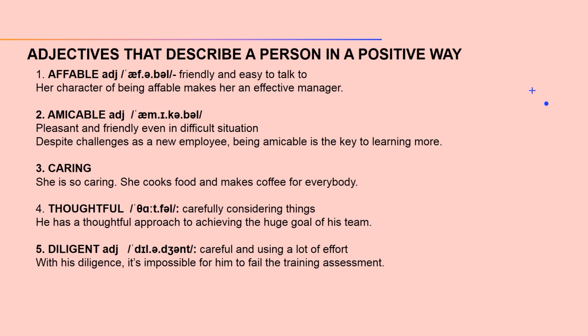3. Caring. She is so caring, she cooks food and makes coffee for everybody. 4. Thoughtful. It means carefully considering things. He has a thoughtful approach to achieving the huge goal of his team. 5. Diligent. It means careful and using a lot of effort. With his diligence, it's impossible for him to fail the training assessment.